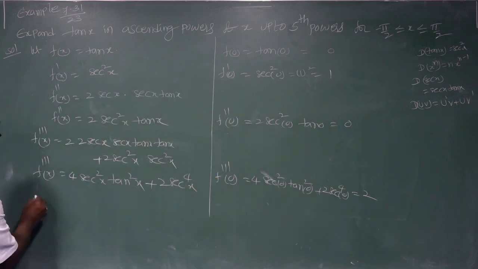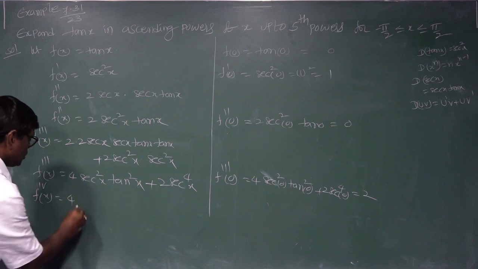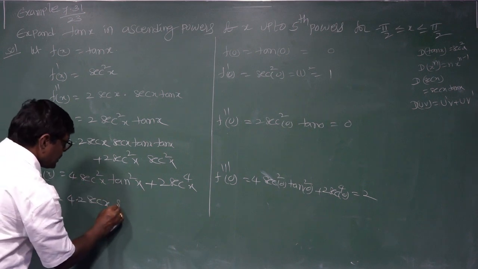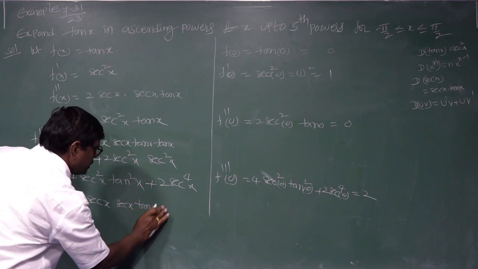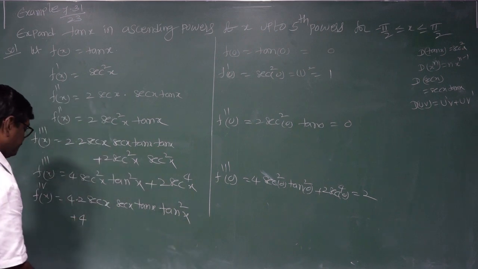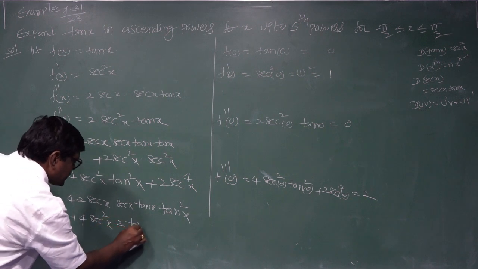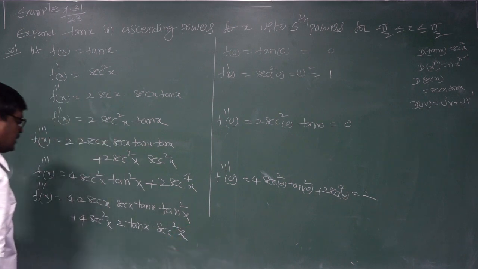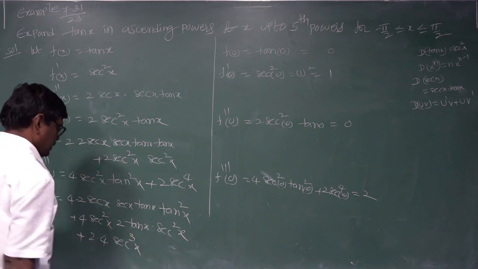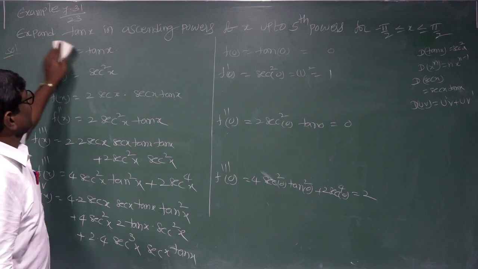Next, the fourth derivative. Differentiating, u dash is 2 into secant power 2 minus 1, that is secant x, into the derivative secant x tan x, into tan square x. Next, plus 4 into tan square derivative, secant square x, into 2 tan x into secant square x, plus 2 into 4 secant cube x into secant x tan x.